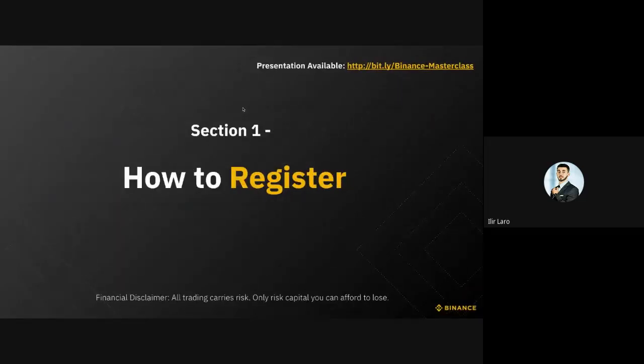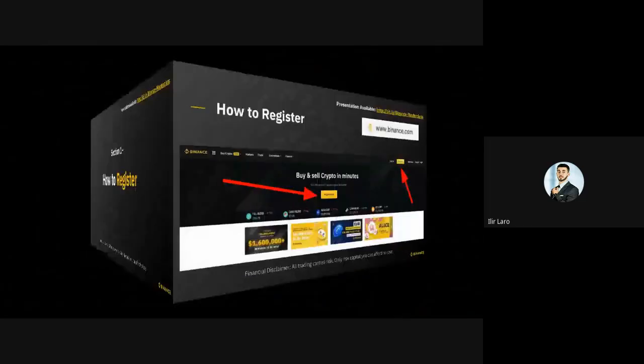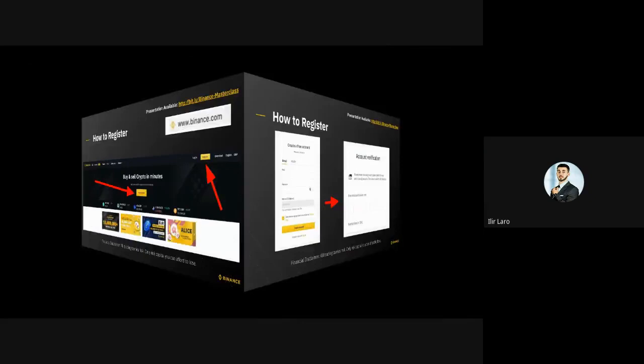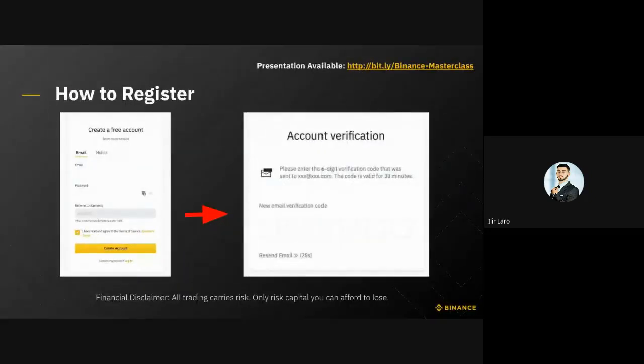So how do you register on Binance? Simply put, you can find our platform by typing www.binance.com in the search bar, and you'll be directed to our homepage, which you can see here. There are 2 buttons to register. You click on register now, and it'll direct you to our landing page.